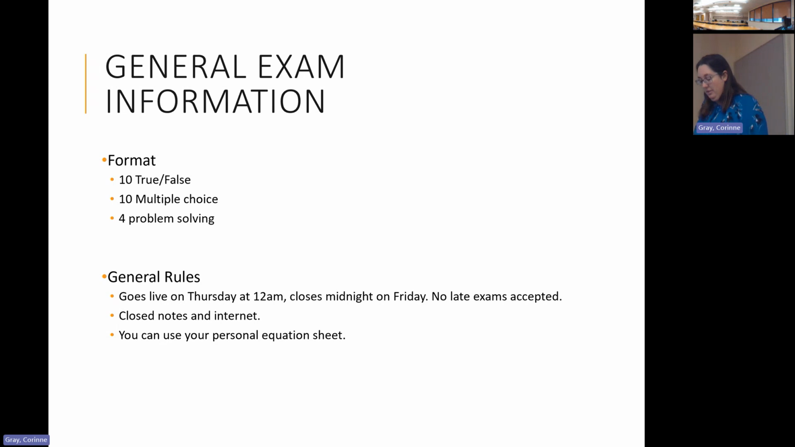It's going to go live Tuesday at, sorry, not 12 a.m., 12 p.m., so noon, and it's going to close at midnight on Friday. So you'll have those 36 hours. No late exams will be accepted. Closed notes, closed internet. You can use your own personal equation sheet if you want to, but that is different from notes.